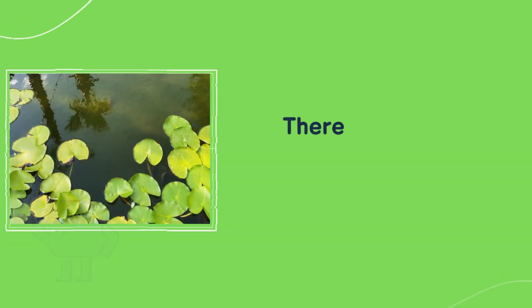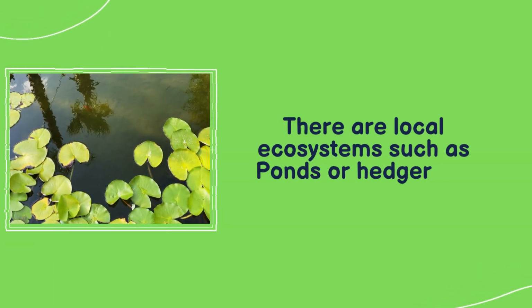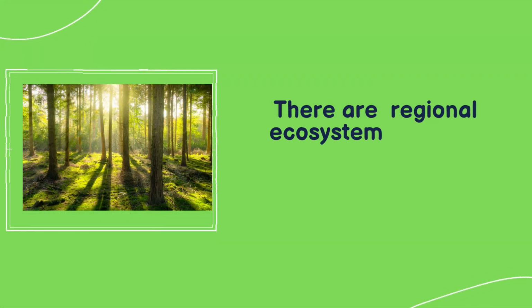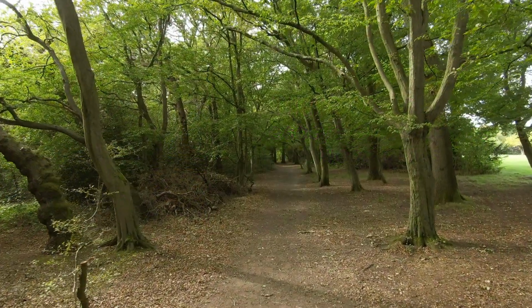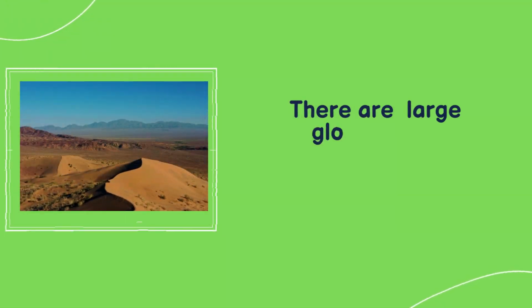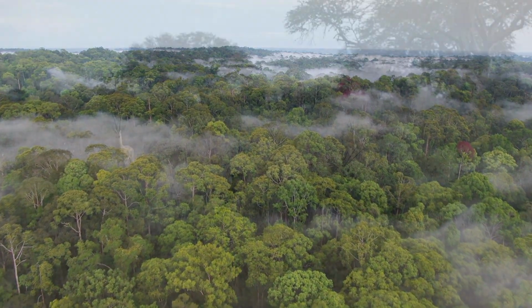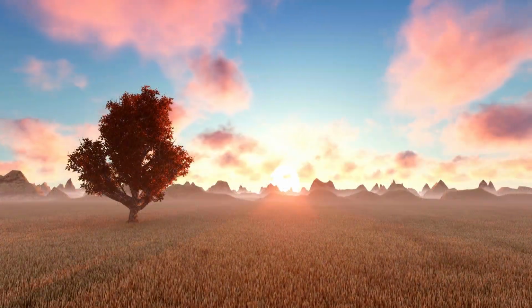There are local ecosystems such as ponds or hedgerows. There are regional ecosystems. These can include woodlands. And there are also large global scale ecosystems known as biomes, which can include deserts, rainforests, savannas, and deciduous forests.